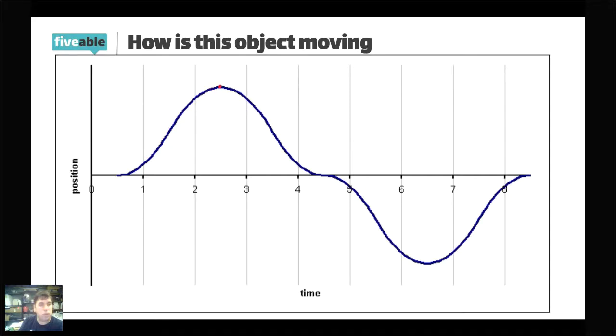From 2.5 seconds down to 4.5 seconds, we have a negative velocity. We're moving backwards, or back towards our starting point. Actually, we can say from 2.5 all the way down to 6.5 seconds, we are moving backwards in our motion. We started walking away till 2.5. Now we're walking backwards, and we keep walking backwards till about 6.5 seconds. That's all negative velocity going on there.